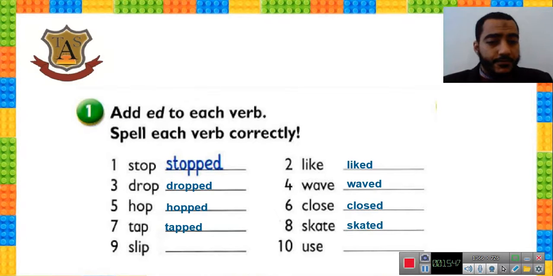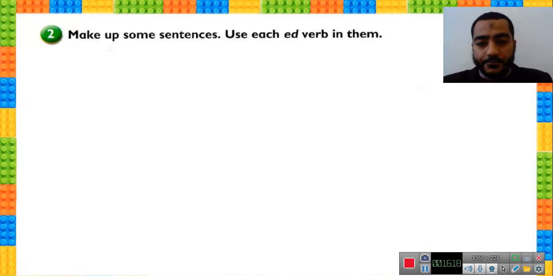Okay. Slip, we have to double the letter P. Yes, we have the last three letters here: consonant, vowel, consonant. L-I-P, so you have to double the last letter, then add ed. Slipped. Use, used, pronounced like the sound. Used. Okay, amazing, really good.